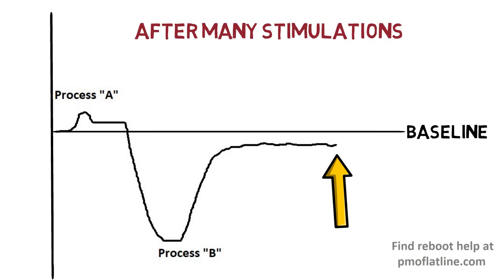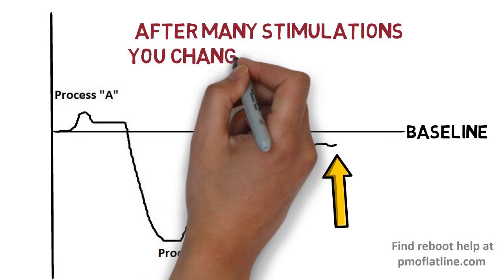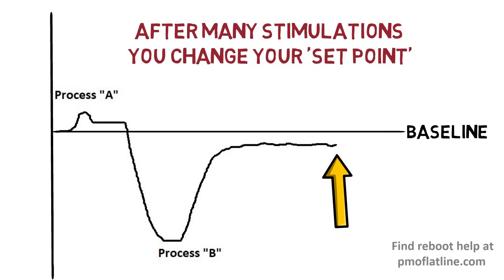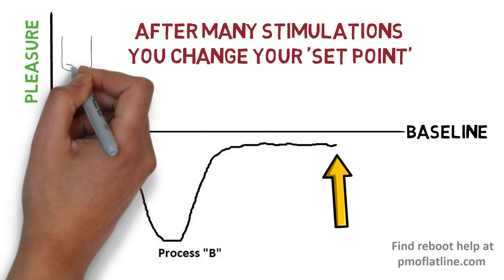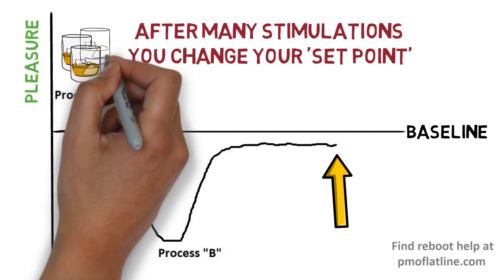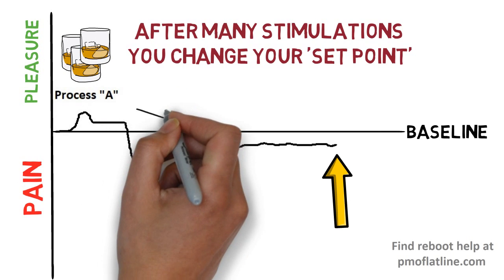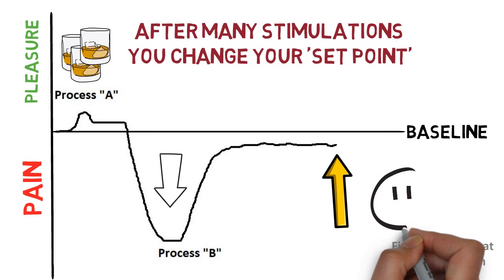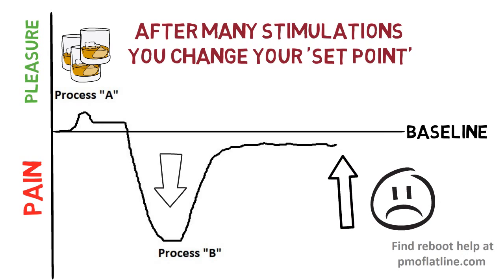What this means, my friends, is that after many stimulations, you have literally changed your set point. So let's say you keep chasing instant gratification in the form of alcohol. Well, if you keep doing that, you will end up in a situation where you get less pleasure in the moment and even more pain afterwards. And listen up here, your new set point now ends up below your baseline level of happiness, meaning on average you are now less happy all the time.